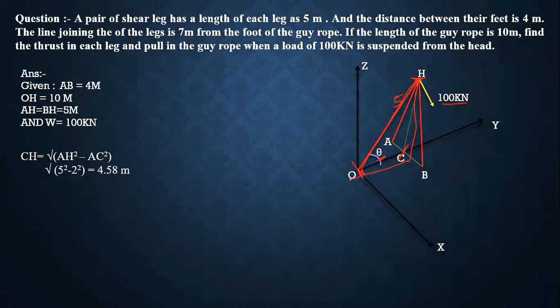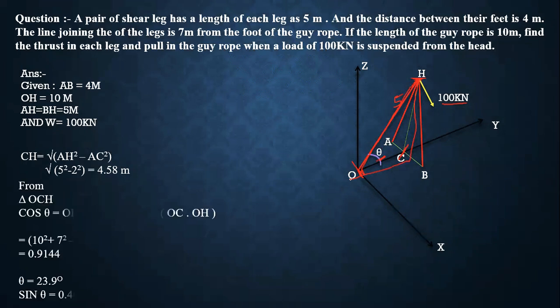Use the cos formula. From triangle OCH, cos theta will be equal to OH square plus OC square minus CH square, upon 2 OC into OH. From this we solve, theta will be 23.9 degrees, and we finally calculate sin theta will be 0.4051 for the further calculation.